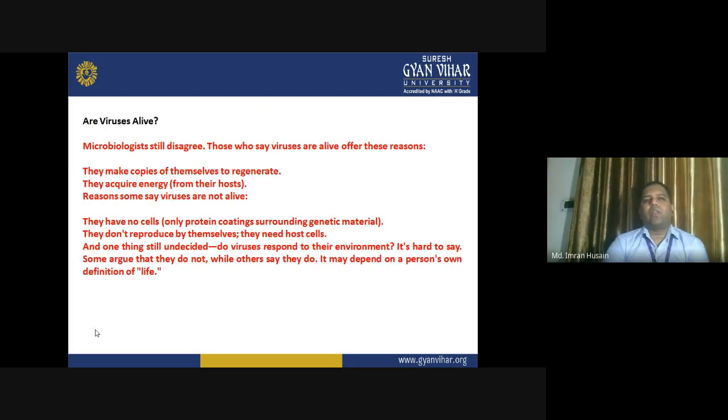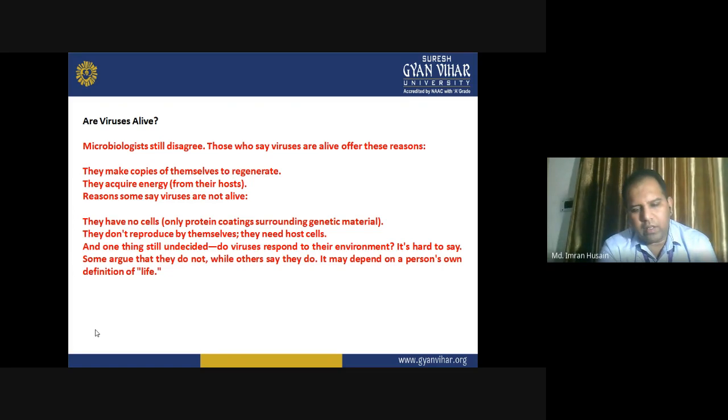It is said that once you get a viral disease, you are much less likely to get infected a second time, because the immune system has a memory and develops antigens and antibodies that are required to protect your body from it. The next topic of discussion is: are viruses alive? This is the main thing discussed by microbiologists and virologists.